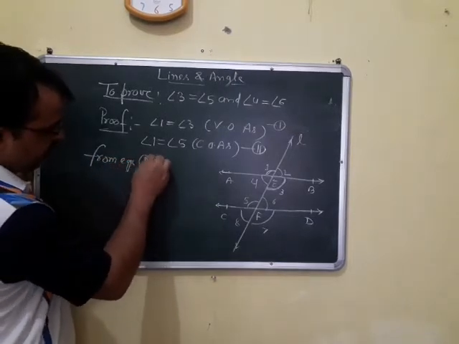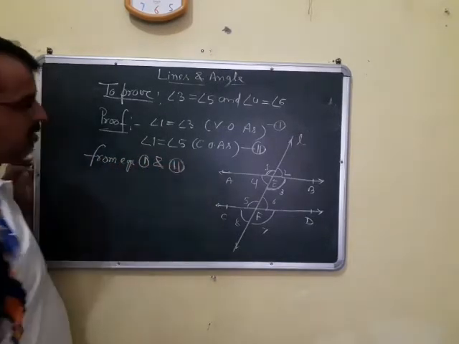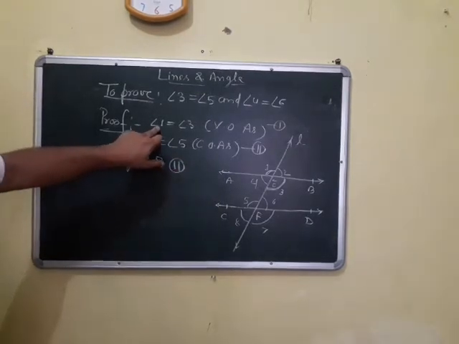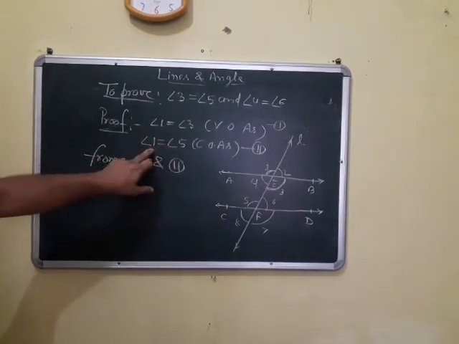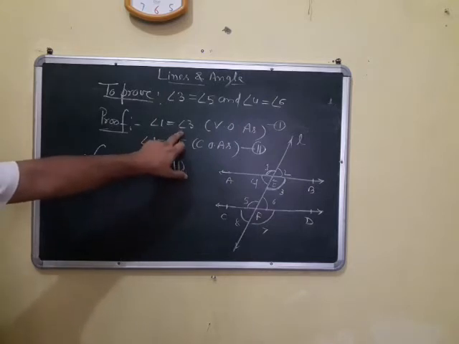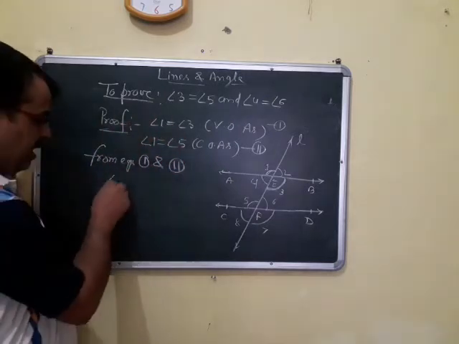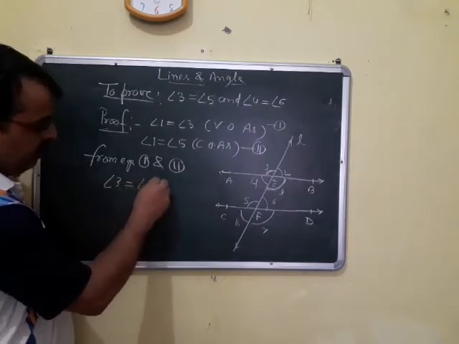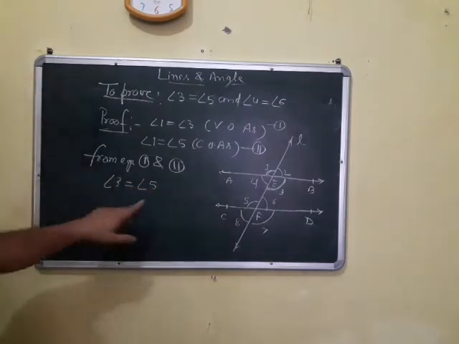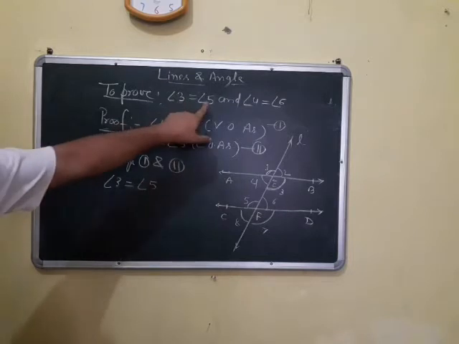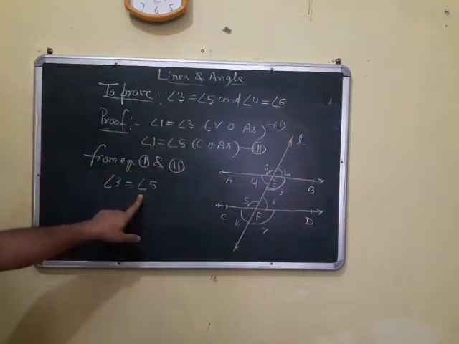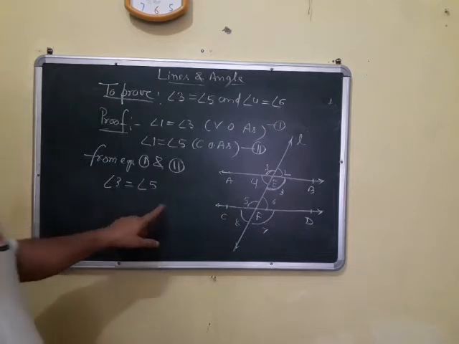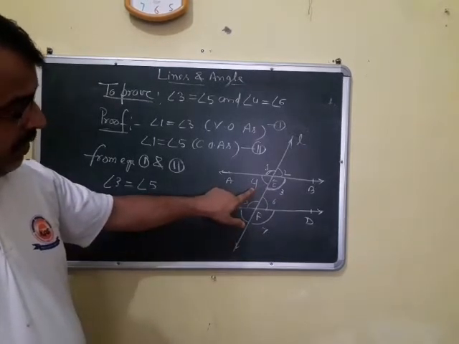From equation first and second, तो आप देखिए फर्स्ट एंड सेकेंड, angle 1 is equal to angle 3, angle 1 is equal to angle 5, so say that angle 3 is equal to angle 5. What we prove here: angle 3 is equal to angle 5. This one is the proof here. Now take here is the angle 4.